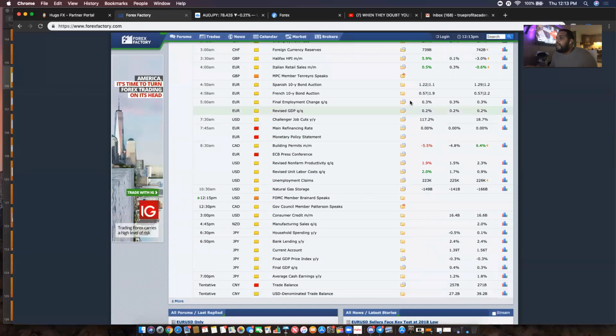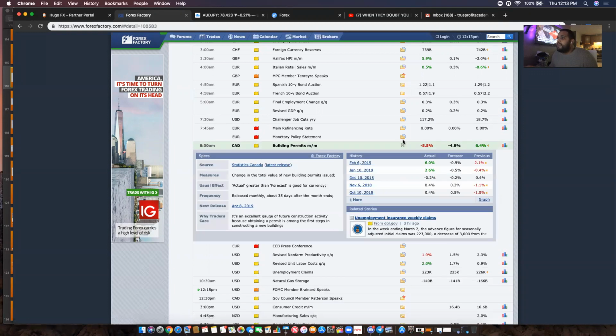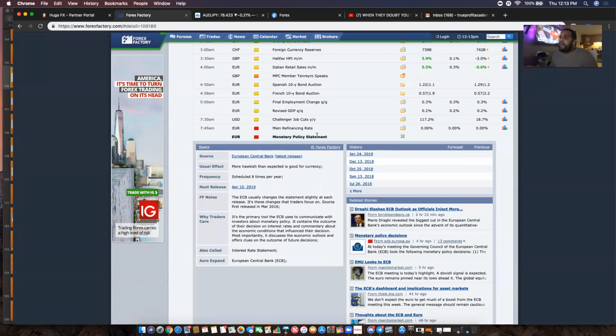So far, we've had a few news events occur. Earlier, we had a red folder for the euro. Earlier in the morning, we had a few other ones. And if you ever want to understand what a news event means, you can just click on this folder here. Now, we're going to look at the monetary policy statement that occurred for the euro at 7:45 in the morning, Eastern Standard Time. The usual effect, more hawkish than expected, is good for the currency, right?